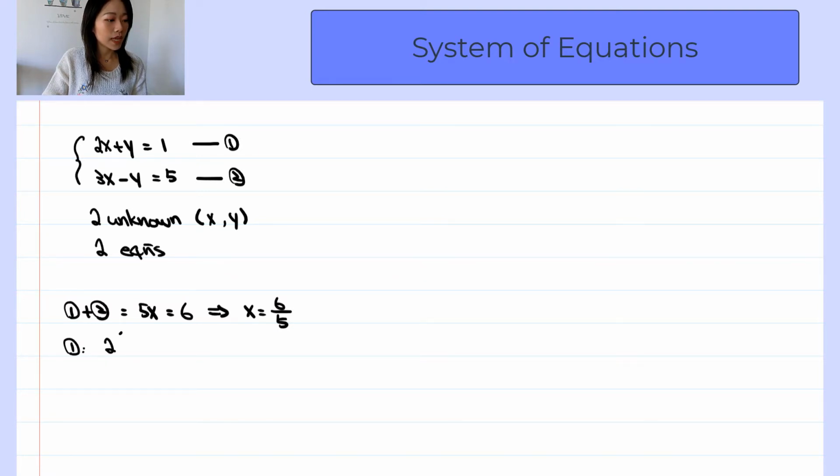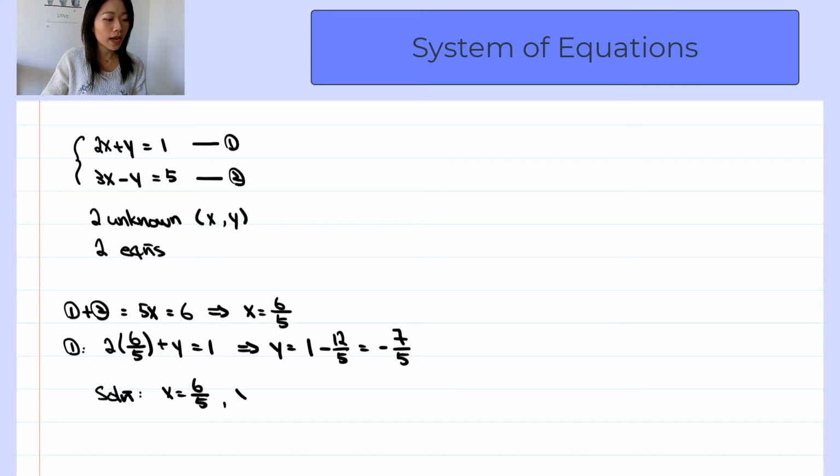So 2 times 6 over 5, plus y equals 1. So I get y is 1 minus 12 over 5, which equals negative 7 over 5. So here I only have one solution, which is when x equals 6 over 5 and y equals negative 7 over 5.